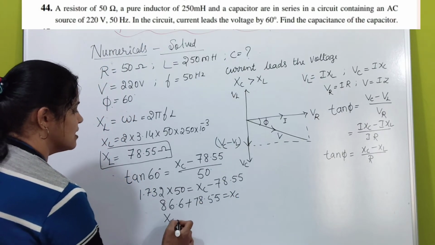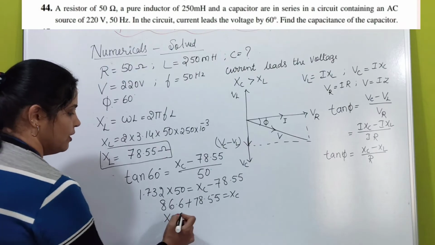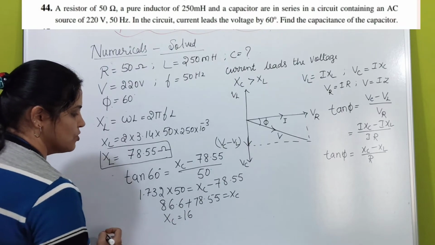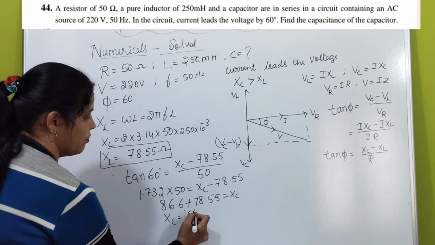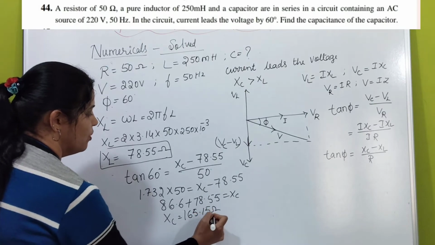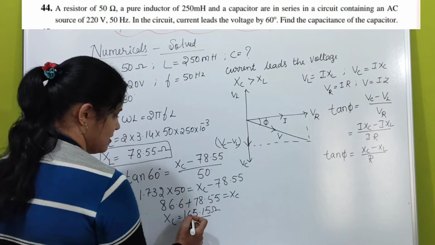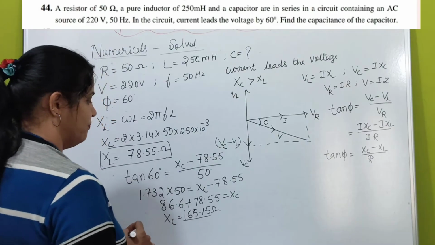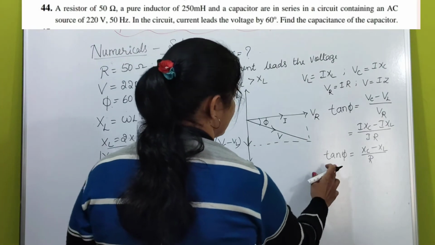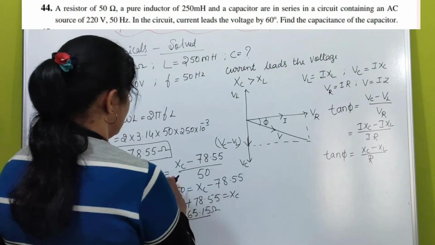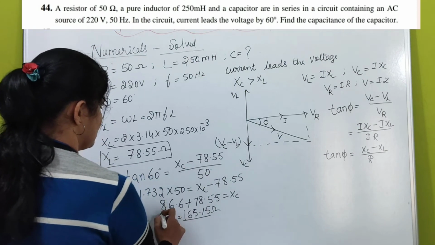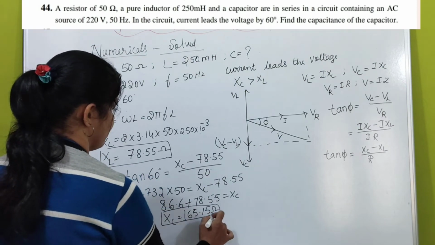So XC is equal to, after adding these two numbers, 165.15 ohm. Now substitute that here. After calculating all this, we came to know XC is 165.15 ohm.